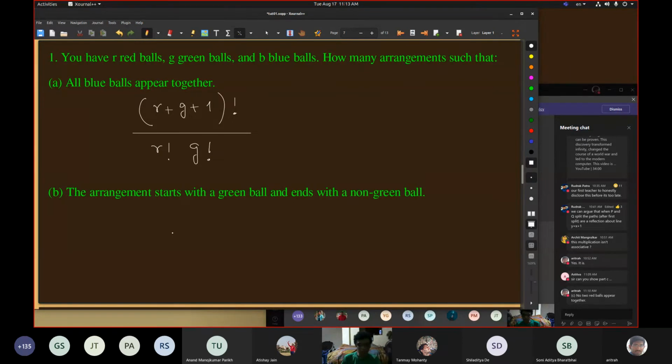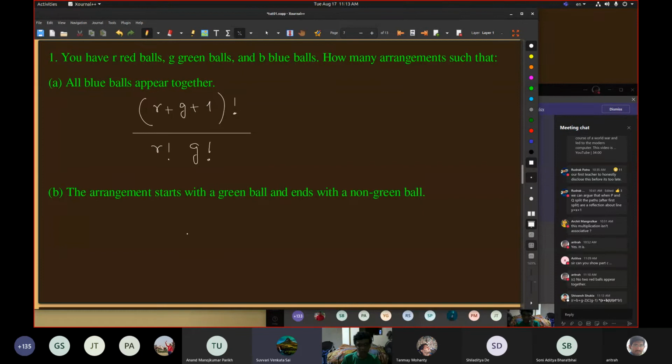Okay. So what about this? G plus R plus B minus 2 factorial by G minus 1 factorial R minus 1 factorial B factorial plus G plus R plus B minus 2 factorial by G minus 1 factorial R factorial B minus 1 factorial. Okay. So I believe you understand it. So it starts with green and ends with either red or blue.